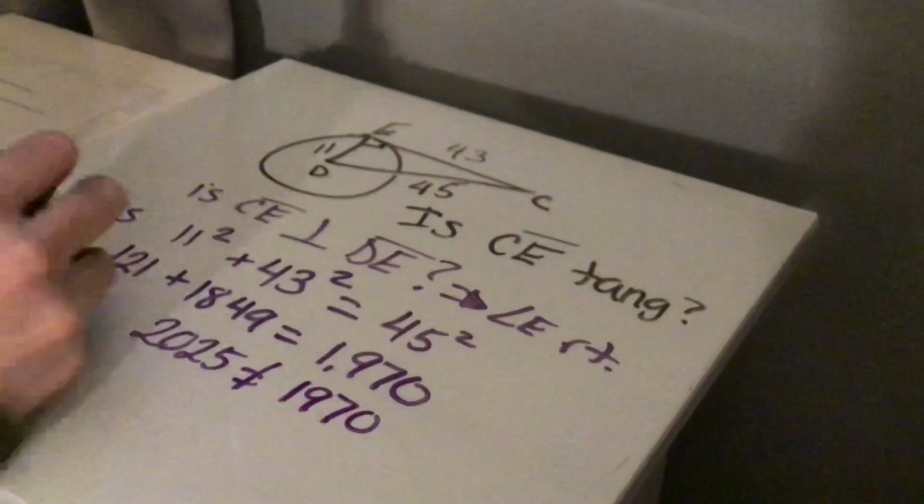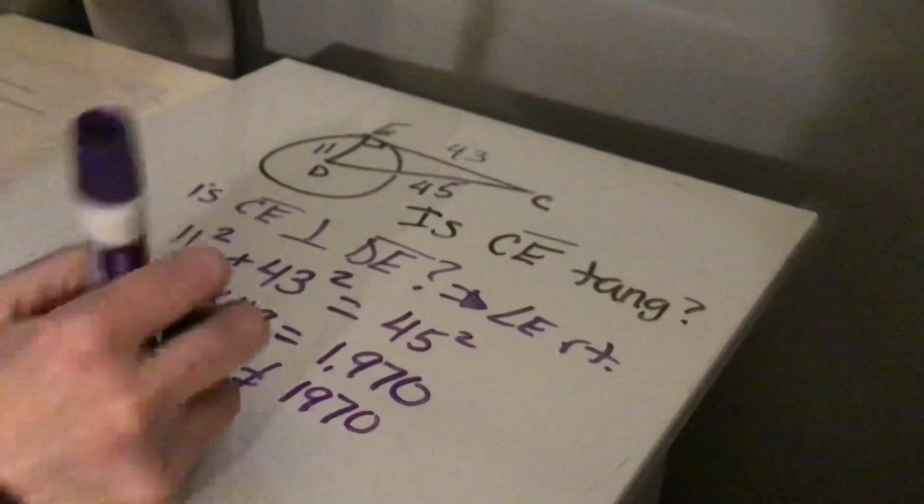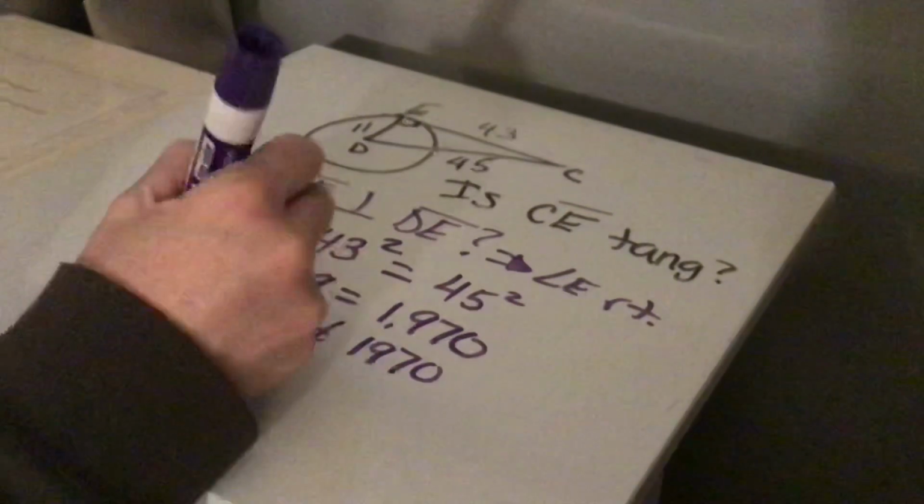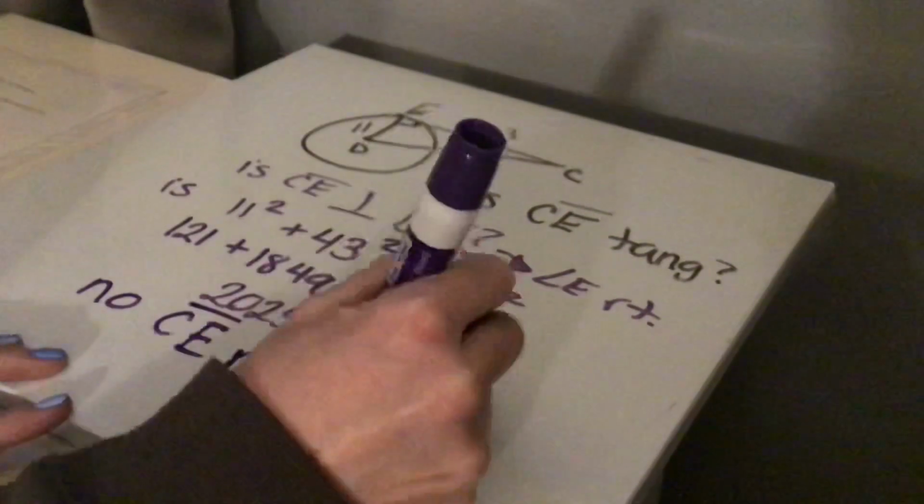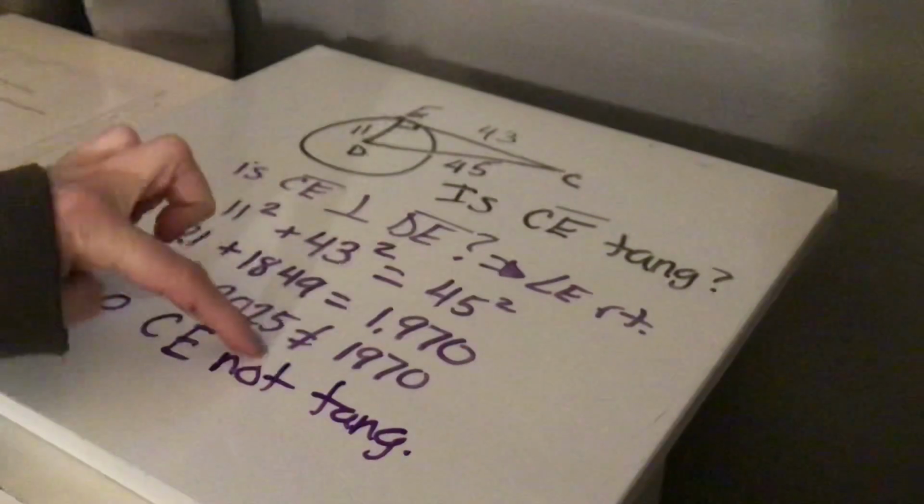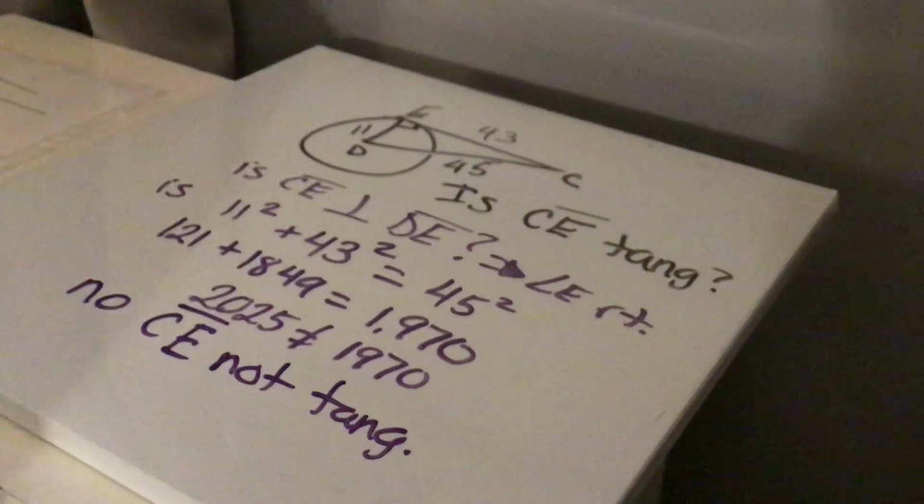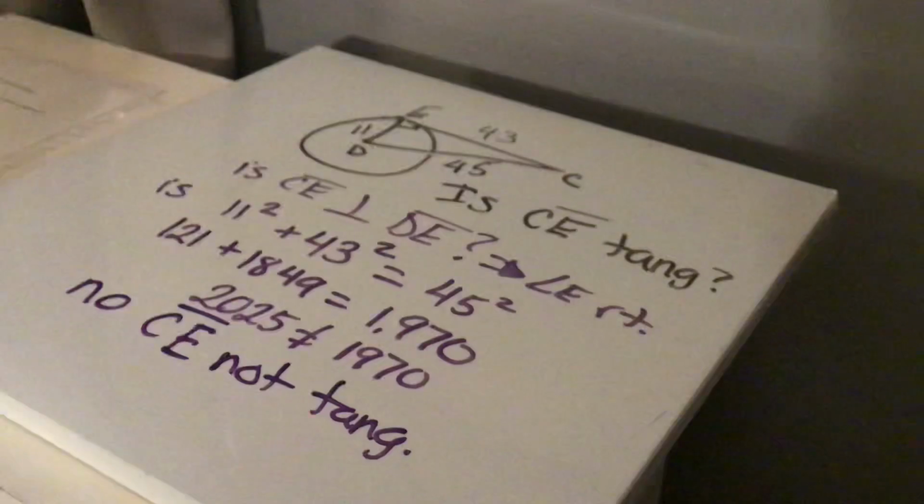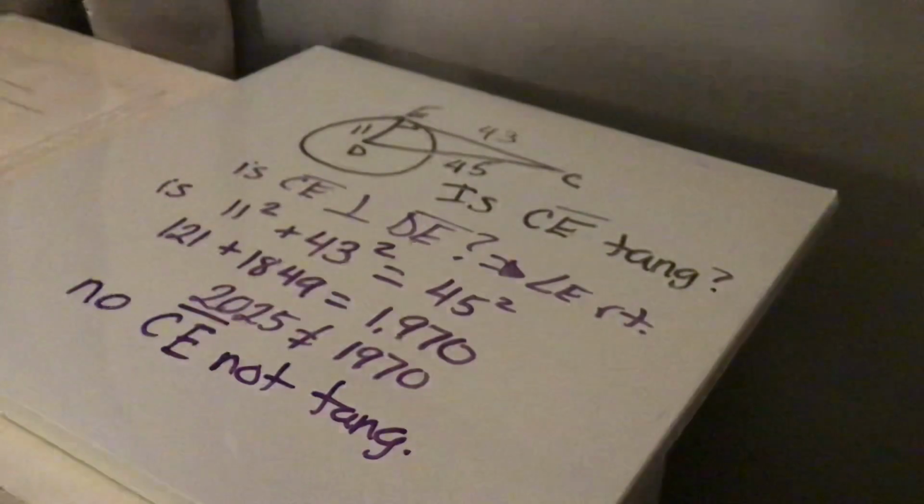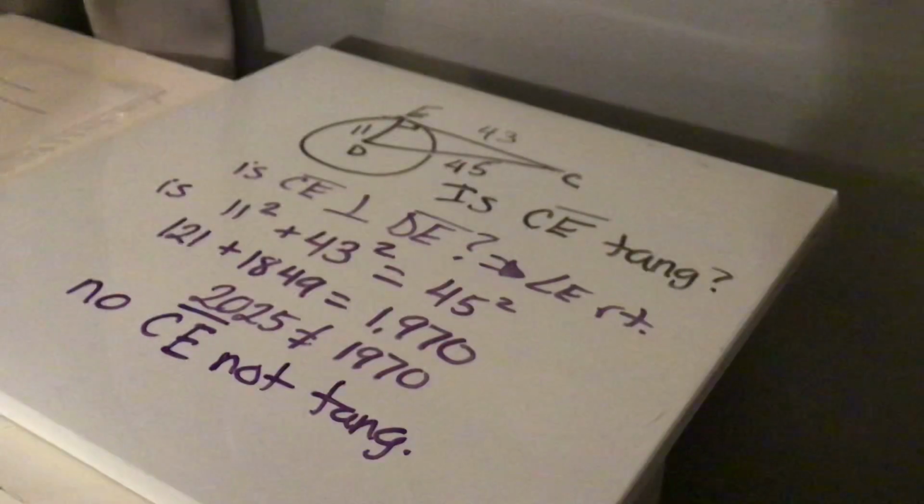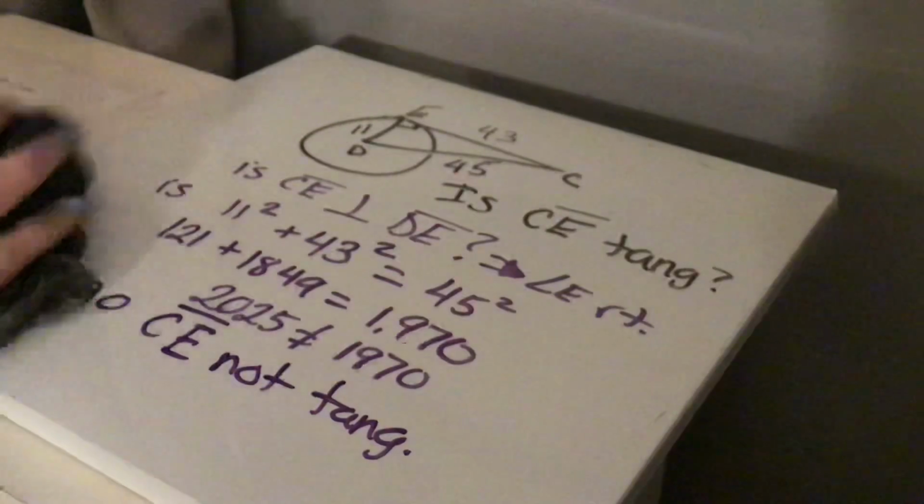So no, CE is not tangent to the circle. If they were equal, then yes, it would be tangent to the circle. So that's how we check to see if we have a tangent line. If it was tangent, this would be a right angle. All right, next. From a point on a circle's exterior, you can draw 2 different tangents to the circle.